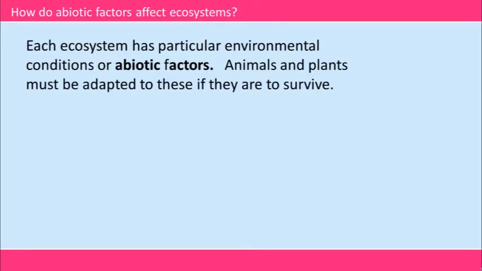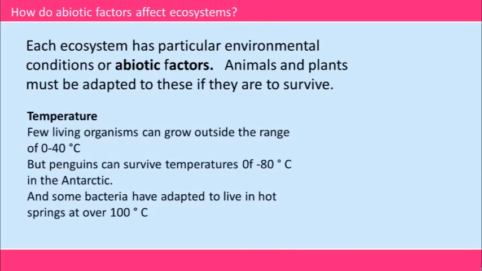The next abiotic factor is temperature. Few living organisms can grow outside the range of 0 to 40 degrees centigrade, but penguins can survive temperatures of minus 80 degrees centigrade in the Antarctic. And some bacteria have adapted to live in hot springs at over 100 degrees centigrade.